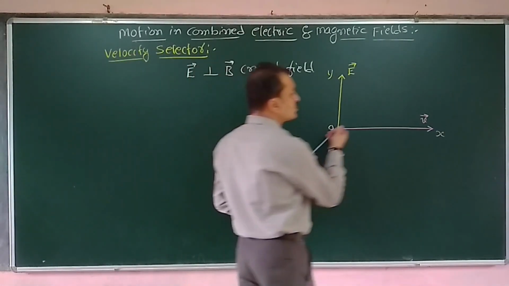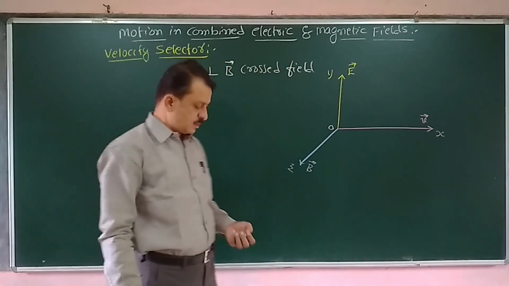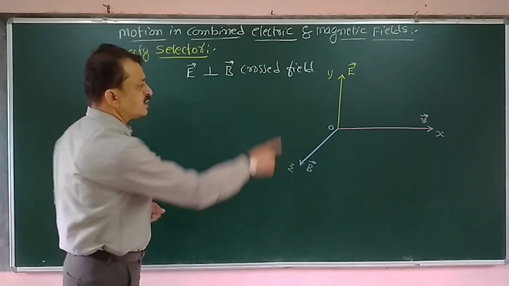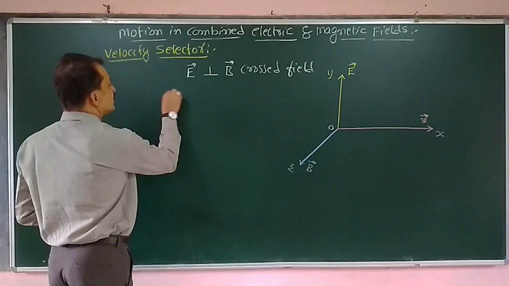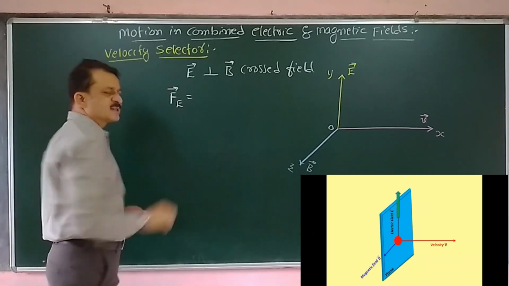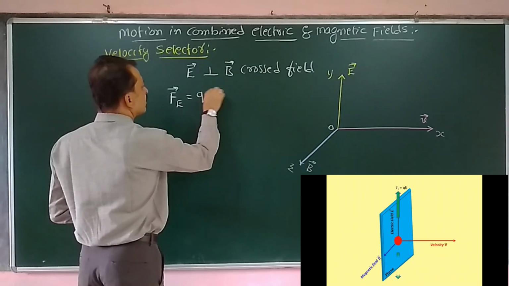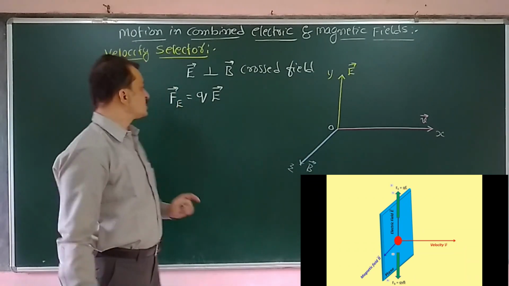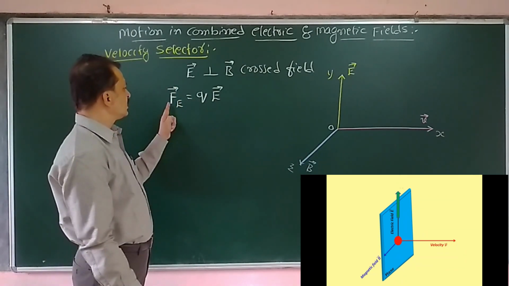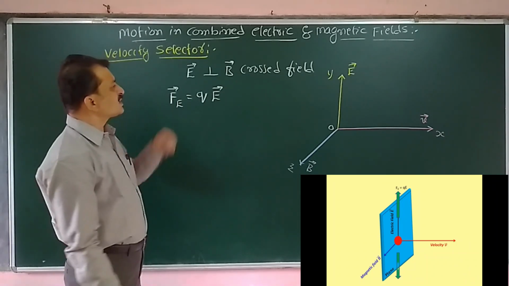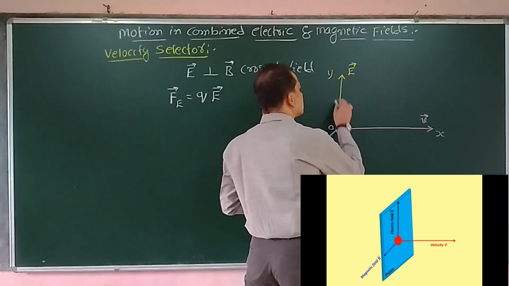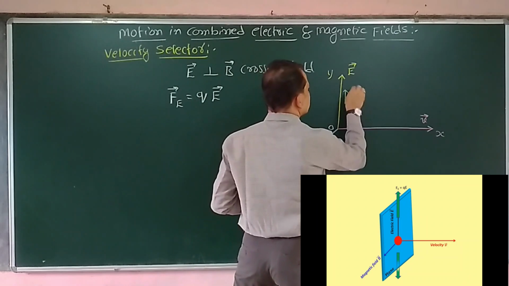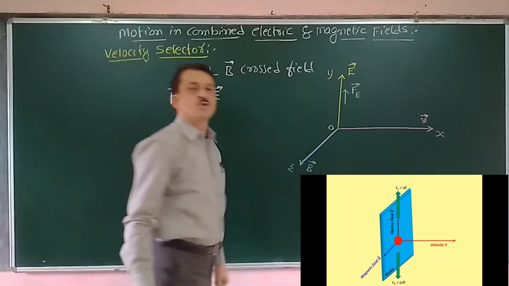Now, what happens to this moving charged particle? Because of the electric field, as we have already studied, the charged particle experiences an electrostatic force that is given by Q into electric field vector E. If Q is the charge, then because of this electric field, it experiences a force, that is electrostatic force. Now what is the direction of the electrostatic force? It is along the same y-axis. Along this direction, it experiences an electrostatic force.